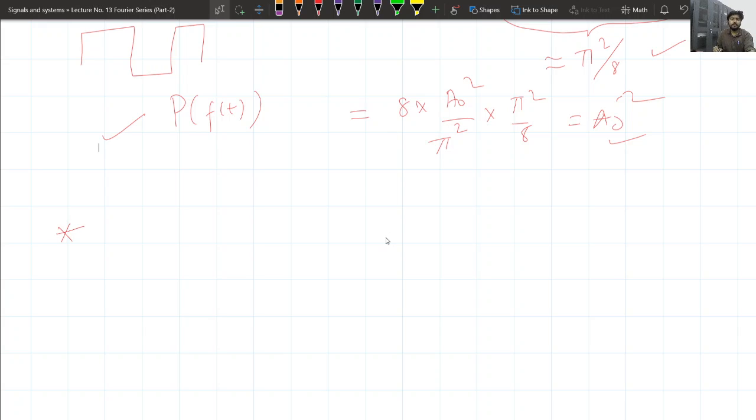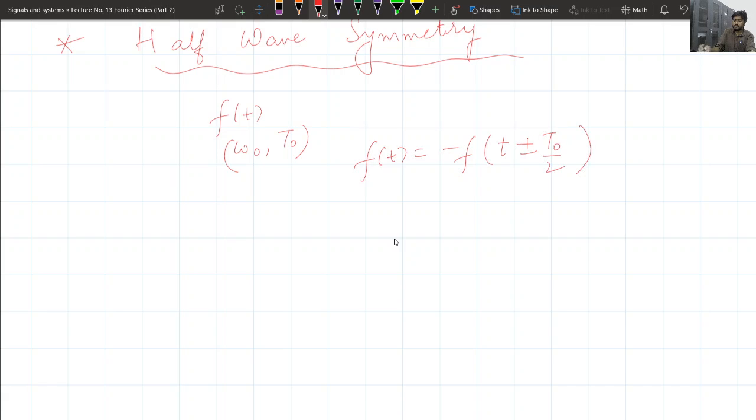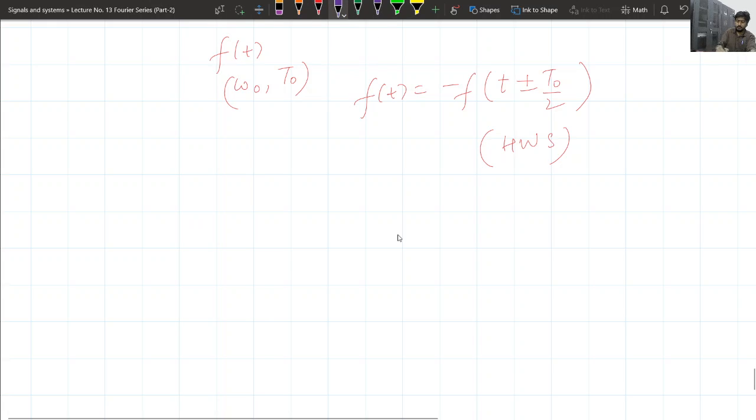One more thing to discuss here is the half-wave symmetry. A signal is called half-wave symmetric. Suppose there is a signal ft whose fundamental time period and frequency are T naught and omega naught. So this signal will be called half-wave symmetric if the signal ft equals minus f(t plus or minus T naught by 2). This is the condition of half-wave symmetry. For example, let's take the example of the square wave.